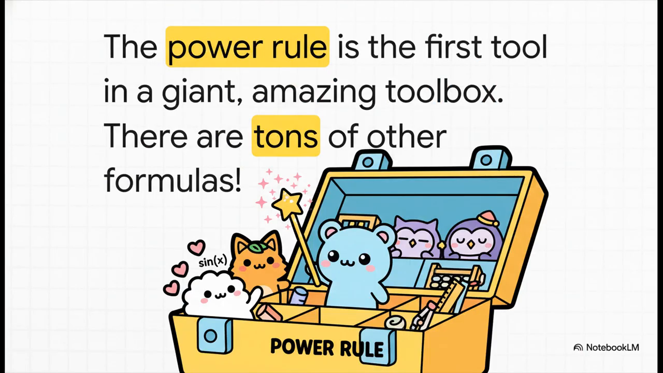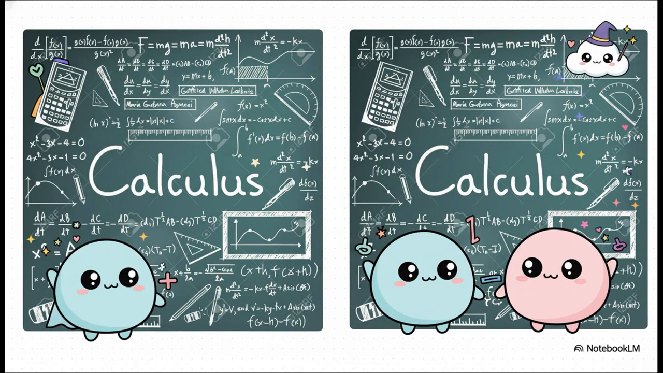And the power rule is amazing, but it's really just the first tool in what is a huge, amazing toolbox. There are a ton of other rules for all the different kinds of functions you'll run into. For instance, if you want to integrate something like sine or cosine, there are completely different formulas just for them. It's kind of cool. Every function family has its own little secret for going backward.